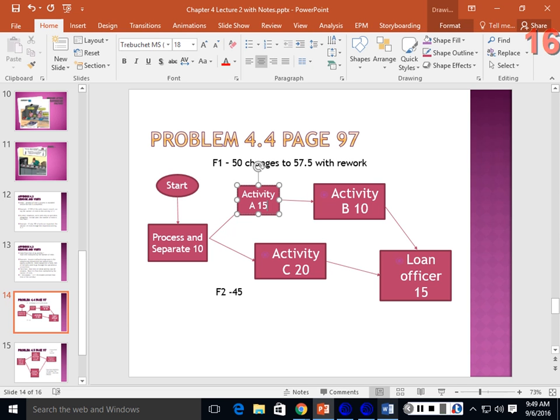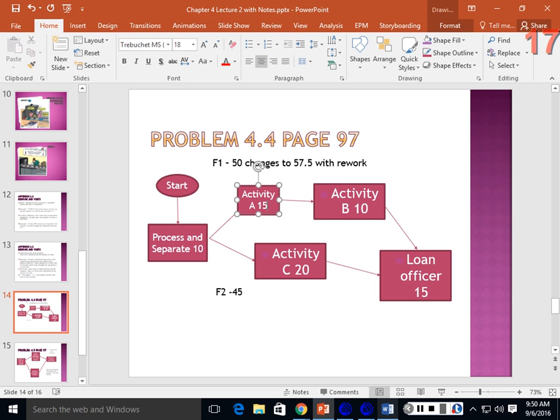Okay, so everybody on board with that? Okay, so then what is the effect on the flow time if 50% of the forms must repeat activity A? How would I adjust that? Well, I guess rework it. Okay, so they'd have to come back through there. So how do I adjust the time?